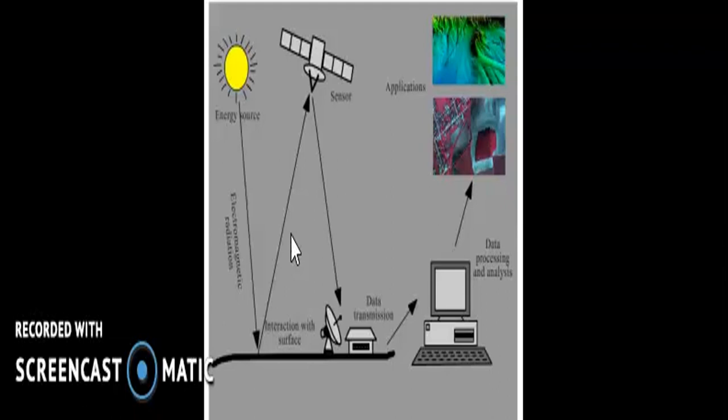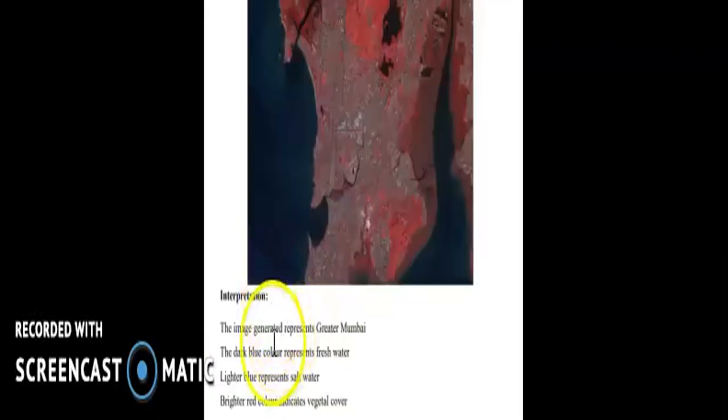Now even in that Greater Mumbai image, if you go back to your lab manual, you will understand that even water can be seen in different colors. You see, the dark blue color represents fresh water. You can see here, not here, sorry, here. The in-between water, the land that is trapped, this is fresh water, because this is in dark blue.